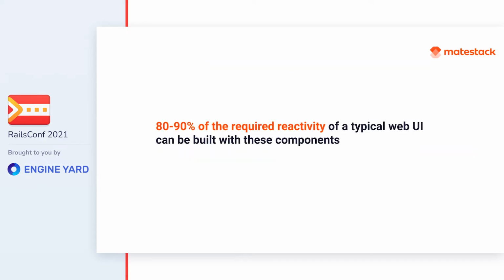You saw all kinds of generic pre-built reactivity used in pure Ruby. That's actually good enough to build 80 to 90% of the required reactivity of a typical web UI. MateStack invites you to shift your mindset. Instead of implementing reactive features and taking care of front-end, back-end data flow with JavaScript yourself, use MateStack's growing component library and let them do the work for you. The work of implementing JavaScript is already done.